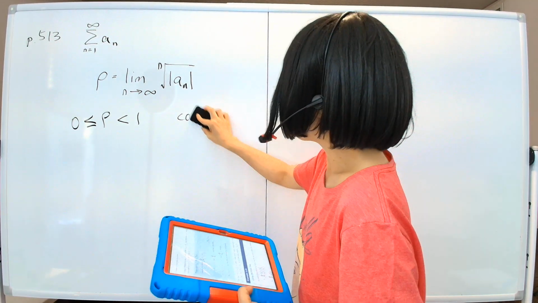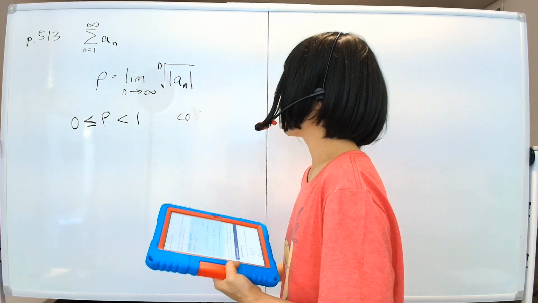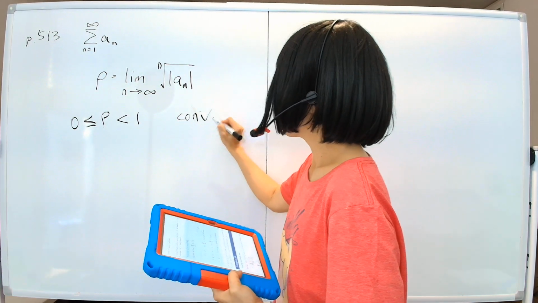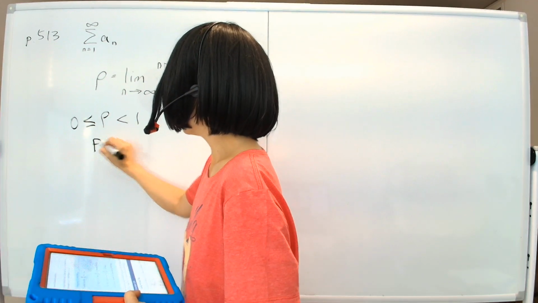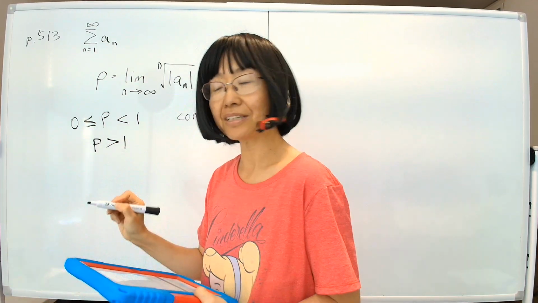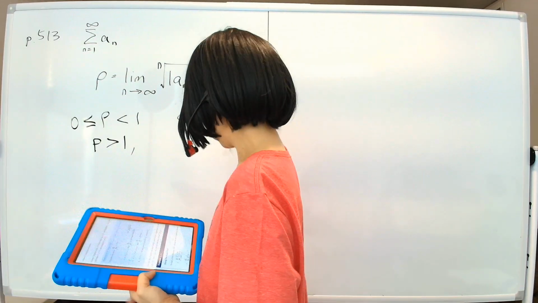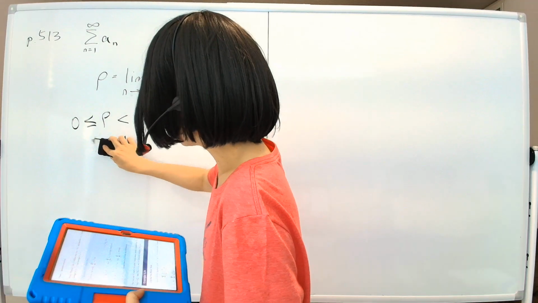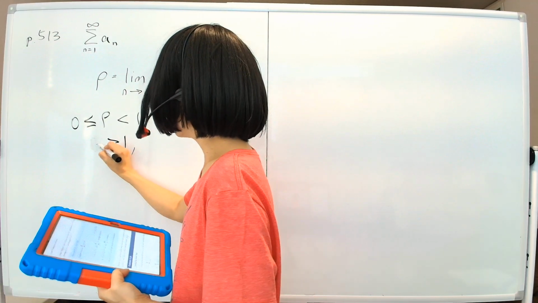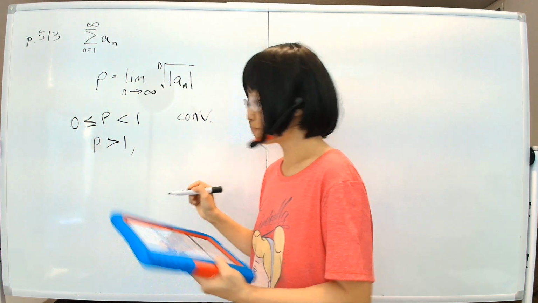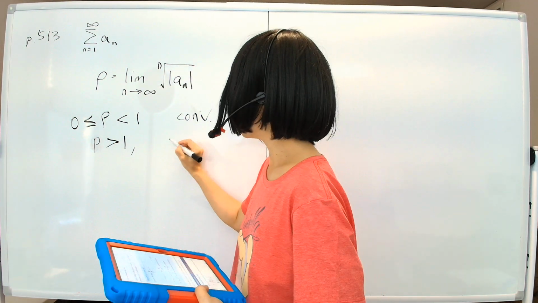the series converges. And then if rho is bigger than 1, so that is similar to the ratio test, right? Sorry, why did I write down p? You can't write down p, they're not the same thing. All right, now if rho is bigger than 1, then the series diverges.